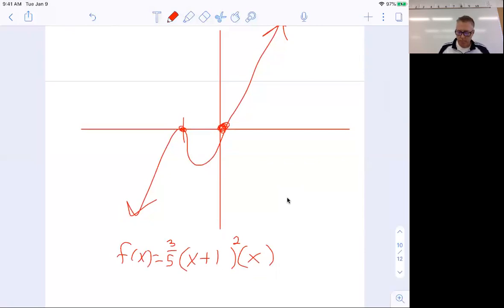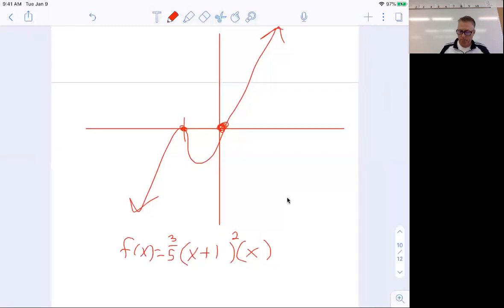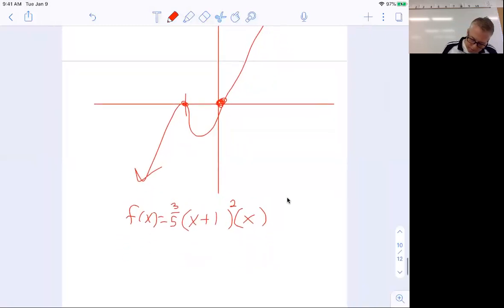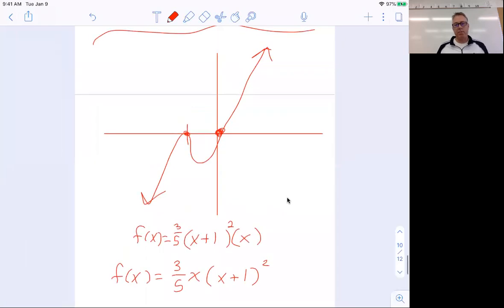The x plus 1 squared came from here, and the x came from here. And that would be perfectly fine. It would normally probably be written this way, 3/5. A lot of times the x, if it's just an x by itself, it's written out front. Those two things mean the exact same thing.